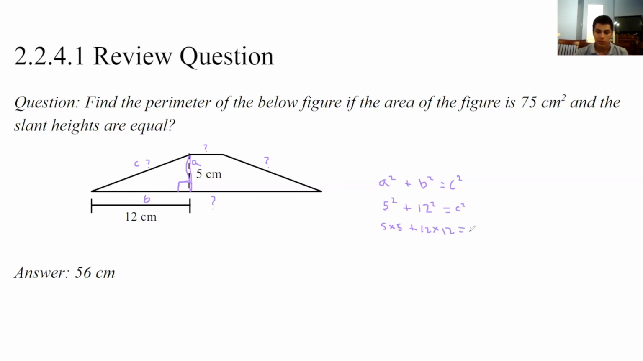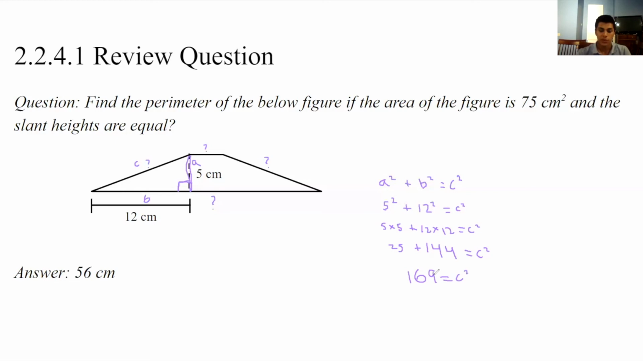And then when we simplify these two numbers, that leaves us with 25 plus 144, because 12 times 12 is 144, equals c squared. And then finally, we can do a little bit more simplifying on the left-hand side, which is 169, because 25 plus 144 is 169. And so that's equal to c squared, which is our hypotenuse squared.